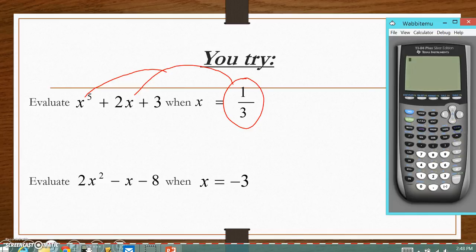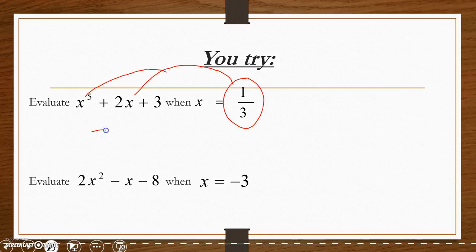So I do parentheses 1/3. I raise it to the 5th, plus 2, and parentheses again, 1/3, plus 3. And I get that nasty decimal. I can hit math, enter, enter, and that's the fraction I get. So when I write my answer, I can either put 3.67, I just rounded, or 892/243.